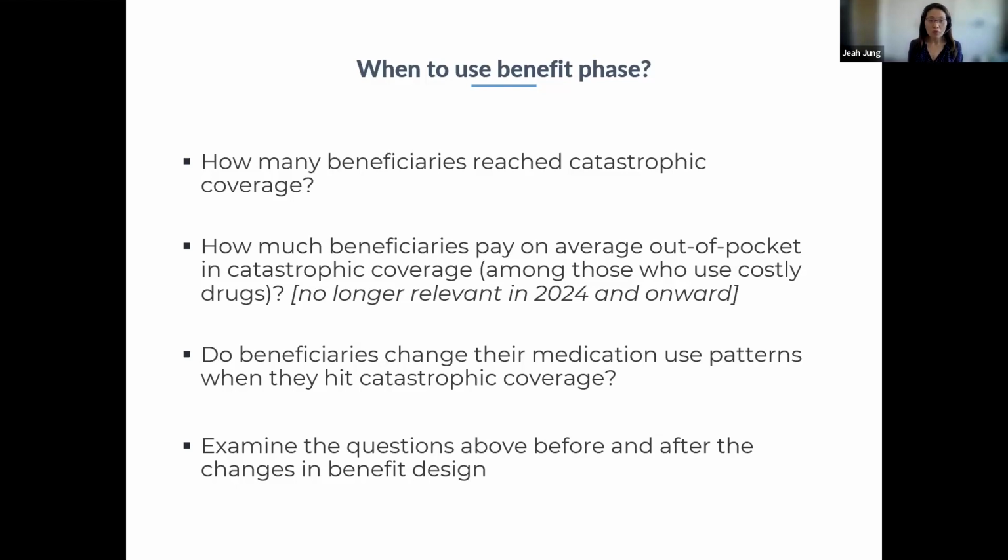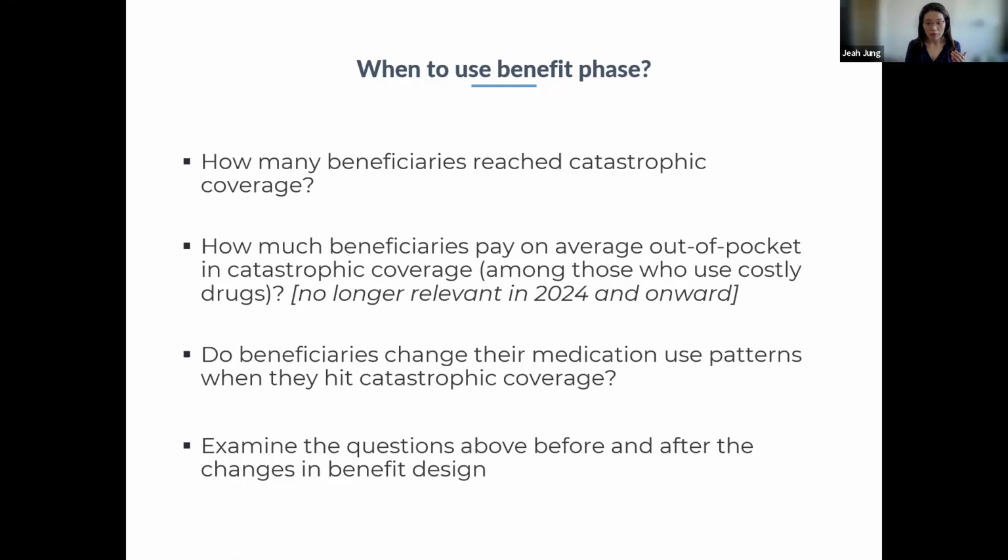And also, for catastrophic coverage, I'm going to set aside these 2024 issues. In 2023, how much did beneficiaries actually pay during catastrophic coverage? It was only 5% co-insurance. So we would expect that beneficiaries' financial burden for drugs during this phase would be lower. However, over time, a lot of costly drugs have become available, so monthly cost can easily exceed a couple of tens of thousands of dollars.